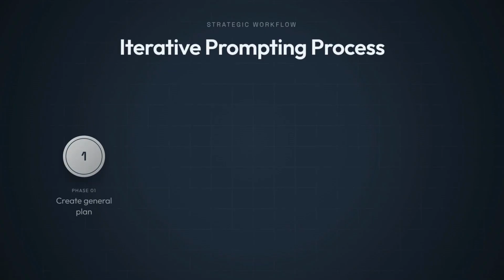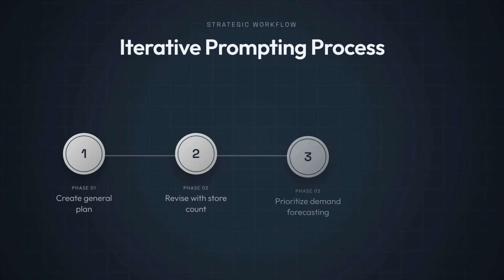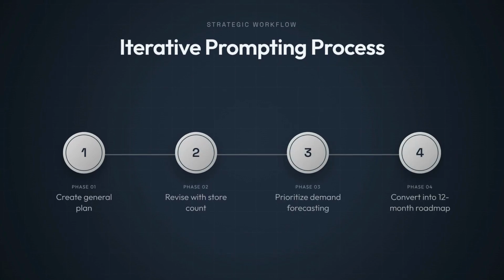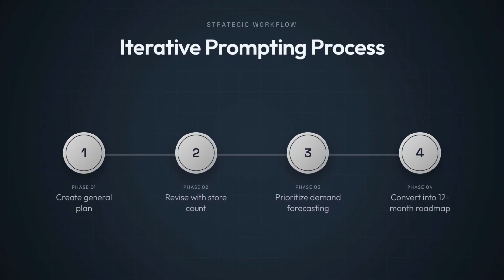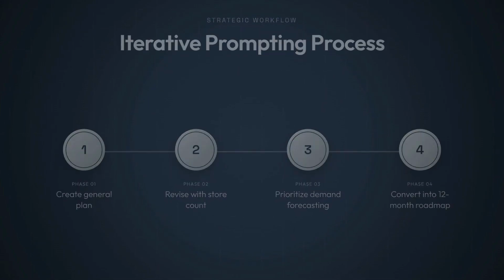Many users expect the first response from an AI to be perfect. However, a more effective approach is iterative prompting. This means improving the result through a sequence of focused conversational instructions. Instead of one giant initial prompt, you build progressively. First, ask for a general plan. Second, revise it with specific details. Third, prioritize projects. And fourth, convert the final plan into a structured roadmap.